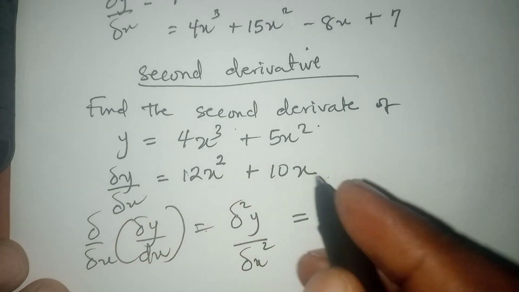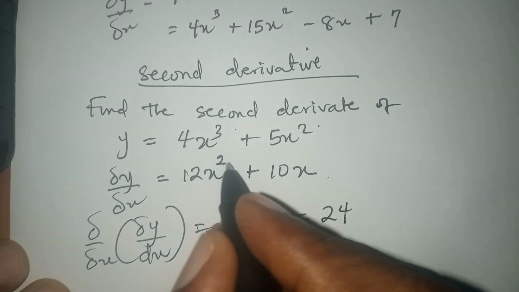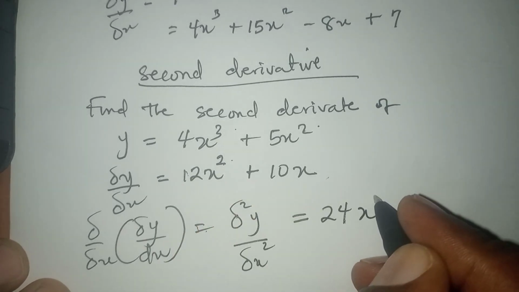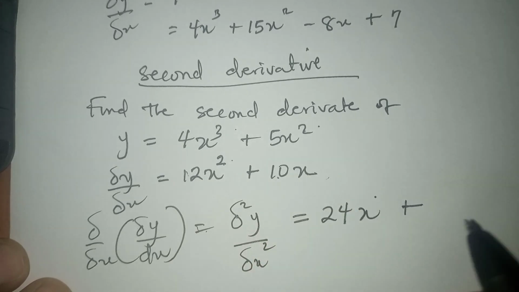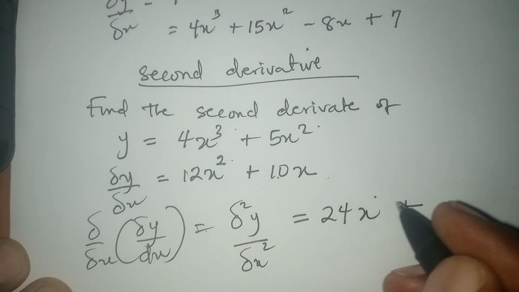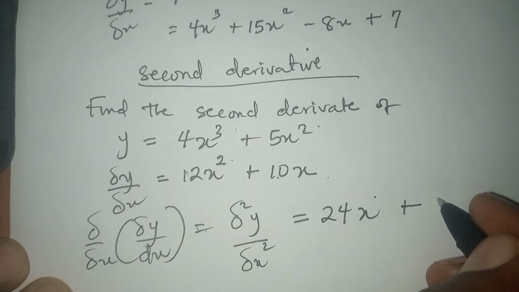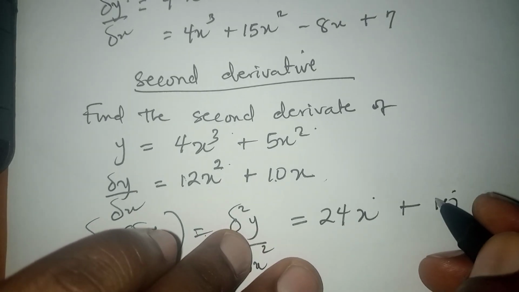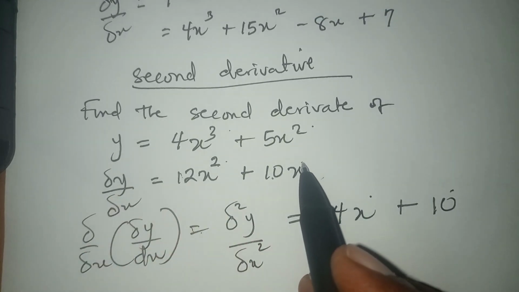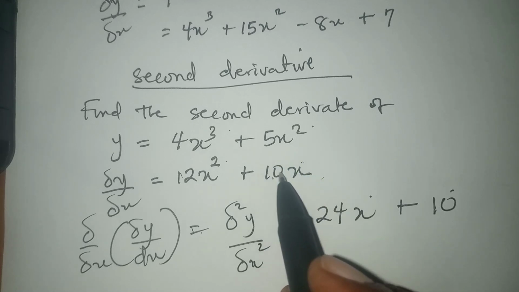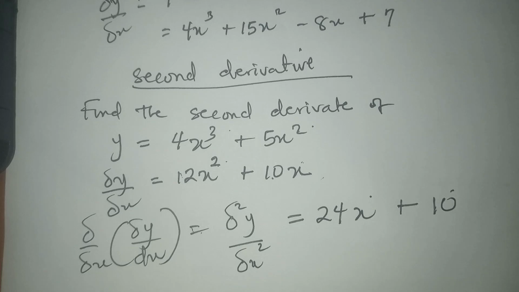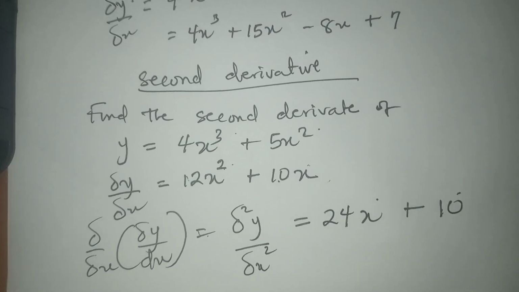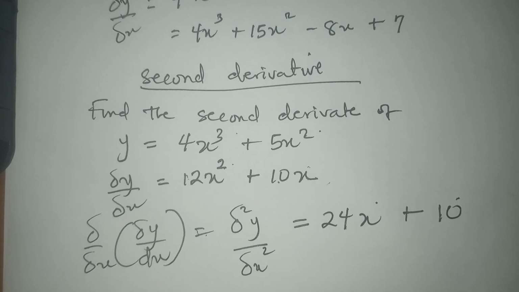So this will be 2 times 12, 24, x raised to power 2 minus 1, 1, plus, what's the derivative of 10x? That will be 10, because the power of x here is 1, so 1 times 10, 10, then the power 1 minus 1, 0, and anything raised to power 0 is 1, so 1 times 10 is 10. So that's the second derivative.